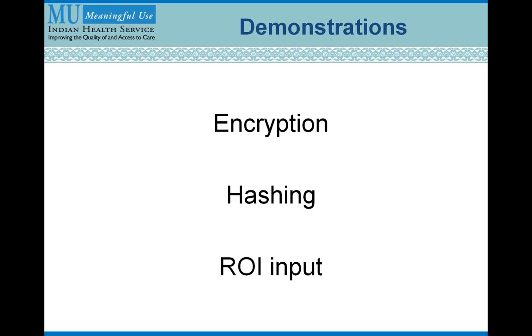Now I want to talk about encryption and hashing. I won't go over the ROI input because I didn't get a good way of doing it yet. So what we'll do is we're going to record this, and we will add this to the end of the recording, because it requires going into RPMS, and there were a couple of things that I didn't iron out before the meeting. I'd like to have a nice smooth demonstration of that.